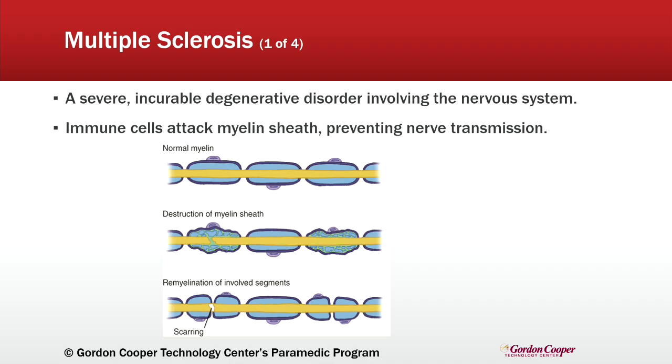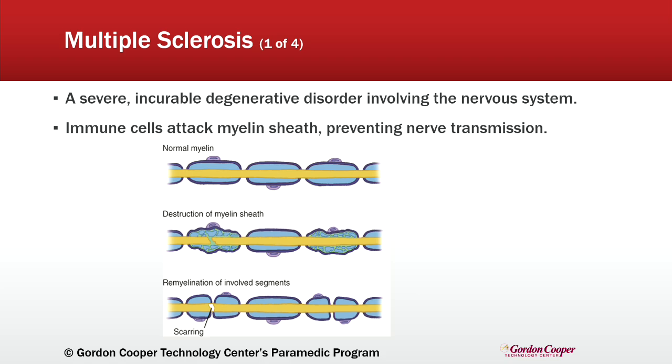Multiple sclerosis is a severe, incurable degenerative disorder of the central nervous system, which includes the brain and spinal cord. What happens is immune cells begin to attack the myelin sheath that covers certain nerve fibers. This damage then prevents the proper nerve transmission to other body systems, and this image on your screen shows the destruction of those myelin sheaths. And once enough of that destruction happens, the nerve impulse no longer can be transmitted.